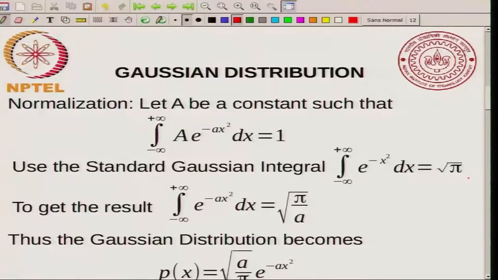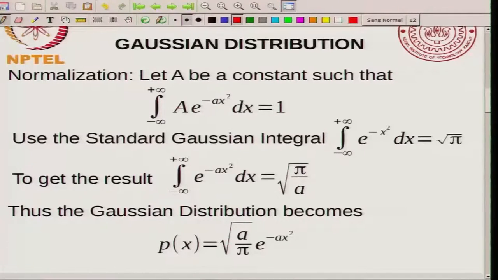Now, if instead of e to the minus x square, you had the integral of e to the minus a x square, then instead of just root pi, you would have root pi by a. Okay. And now, for the Gaussian distribution, this capital A should be square root of little a by pi, so that the integral of A e to the minus a x square dx becomes 1. So, your p of x Gaussian distribution can be written in this form. Okay. So, this is the normalized Gaussian distribution.